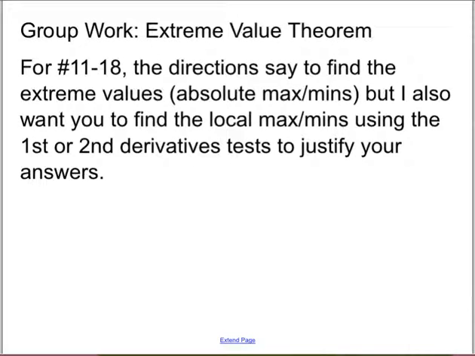So for the remainder of the hour, you guys are going to be working on some group work. The first 6 problems, 5 through 10, you're given a graph and you need to determine if there is an absolute maximum and absolute minimum according to the extreme value theorem. And then for numbers 11 to 18, the directions say to find the extreme values, so those are the steps that we just walked through for examples 1, 2, and 3. But I also want you to find the local maximums and minimums using the first or the second derivative tests to justify your answers. So make sure you add that into the directions.